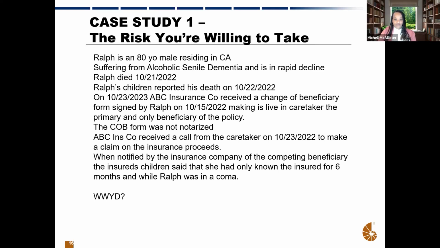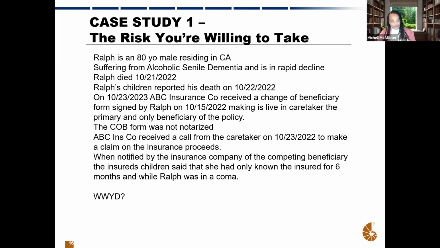When the company was notified, they called the children, or competing beneficiaries, to let them know, hey, we received a change of beneficiary form signed by Ralph, and it appears that the living caretaker is the beneficiary of the policy instead of the insured's children. Well, the insured's children said that this caretaker had only known the insured for 6 months. And for that 6 months, Ralph had basically been in that coma and in rapid decline. So he couldn't have possibly signed a beneficiary change form.